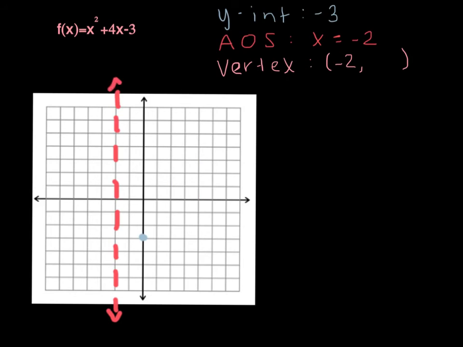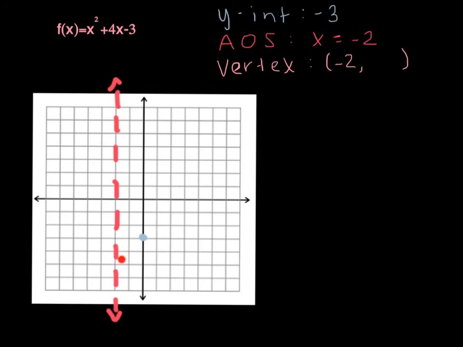Okay, that's our axis of symmetry. And then we know that our vertex has to be along this line somewhere, but we don't know the y value yet. So we can't plot it yet. So we have our y-intercept here and our axis of symmetry. What's cool about this is that we can find one more point just from what we're given right here.